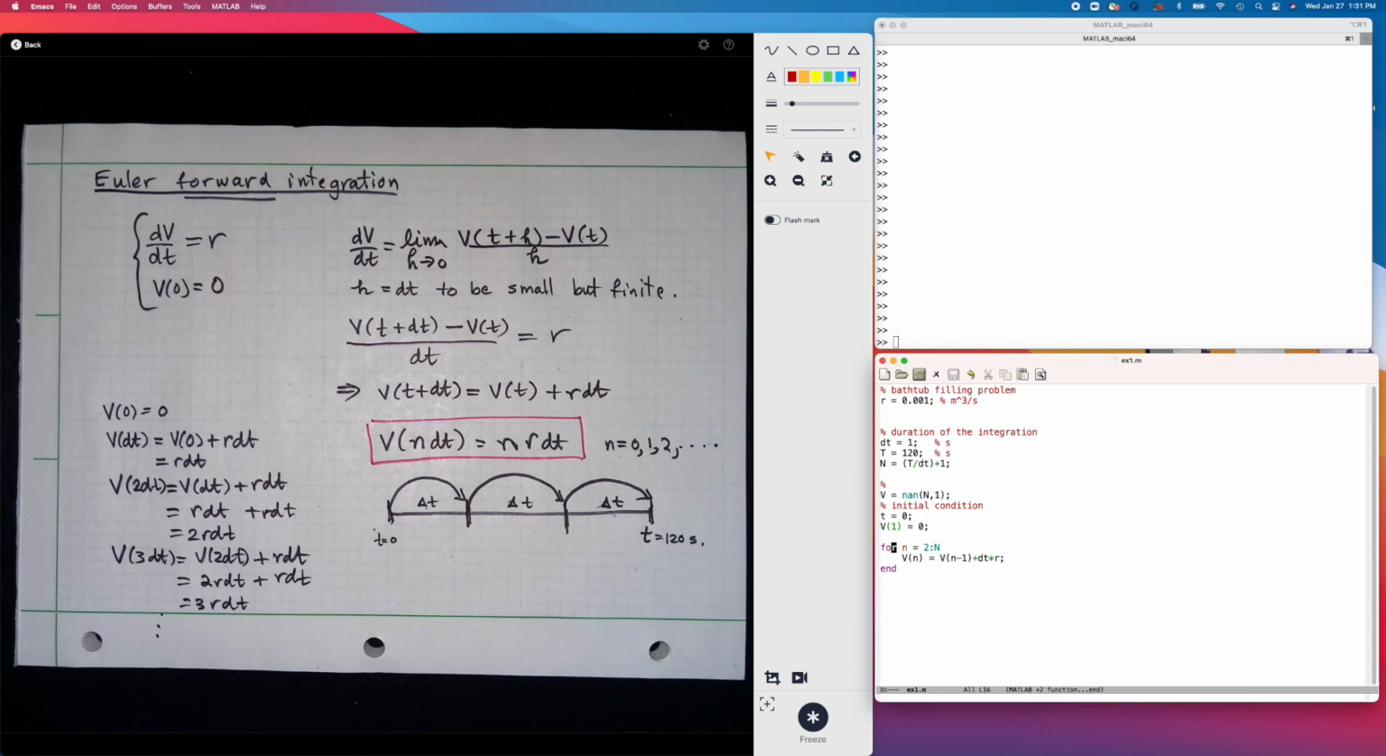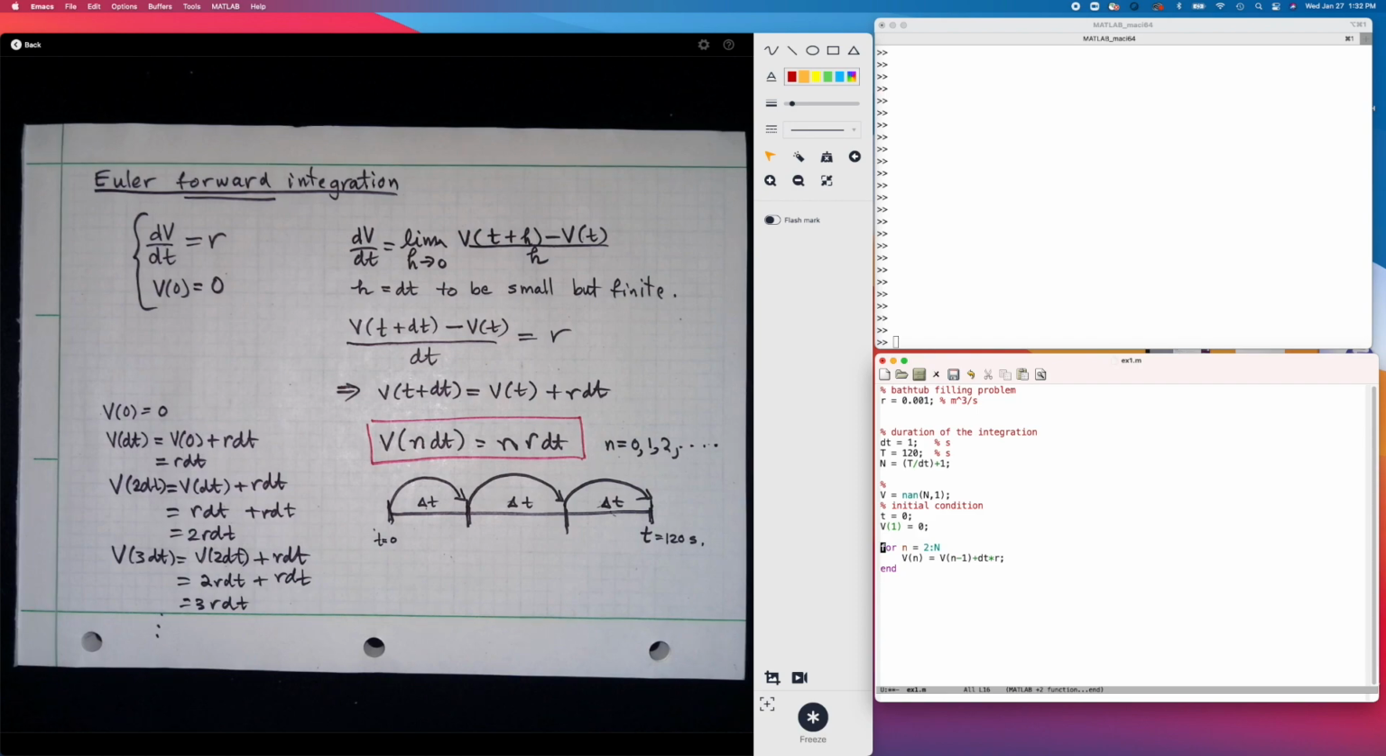So you can see that when I go through the for loop, I already know what v1 is. So when n is equal to 2, then 2 minus 1 is 1. v1 is already known as 0, and then I can compute v at 2. And then the next time I go through the loop, I can determine v at step 3, 4, 5, 6, and so on all the way up to n. And then I could finally plot the solution.